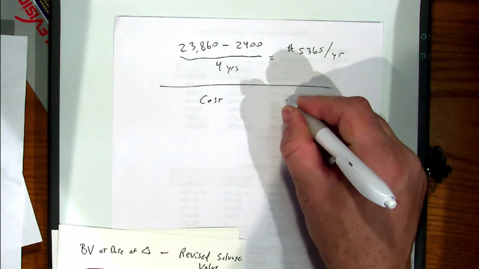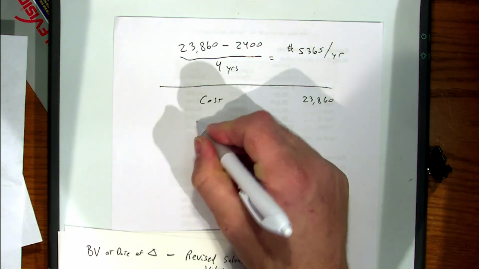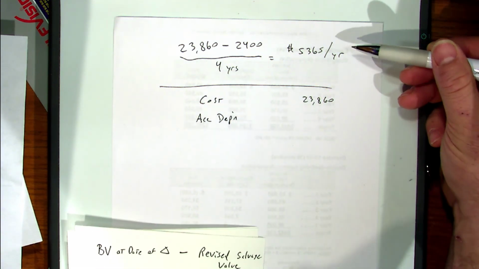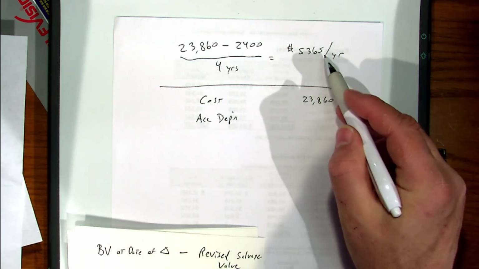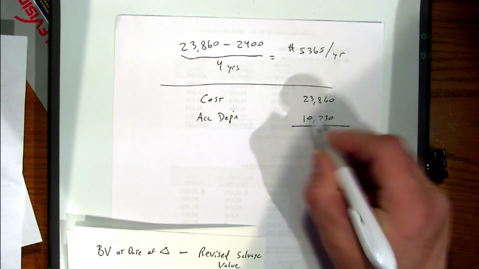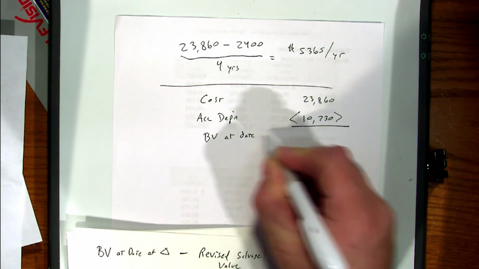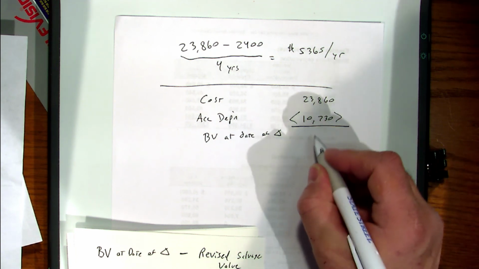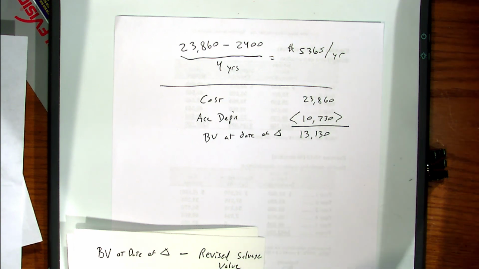Okay, the cost of the asset is $23,860, right? The accumulated depreciation, how many years have we depreciated at 5,365? 2. So 2 times 5,365 is 10,730. So the book value at date of change is that 13,130? Is that correct? Is that right?